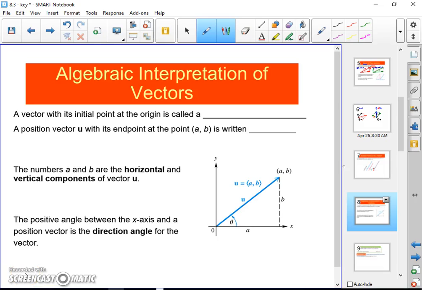A vector with initial point at the origin is called a position vector. And a position vector with endpoint at the point (a, b) is going to be written in this form. And so we've already seen one. It might have been (6, 8). And that just means that that vector ends or terminates at (6, 8).